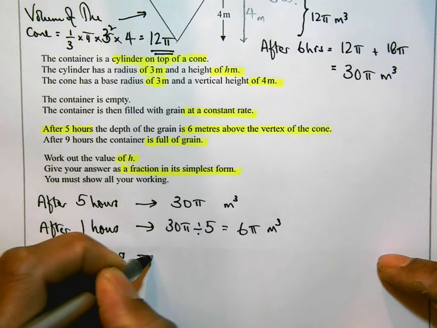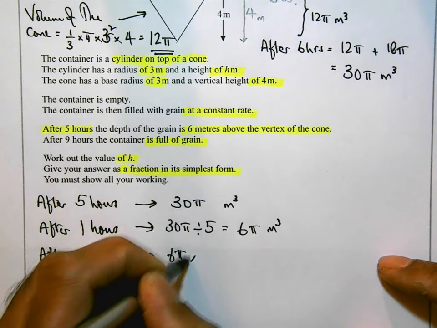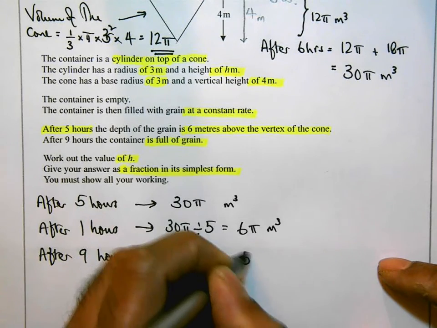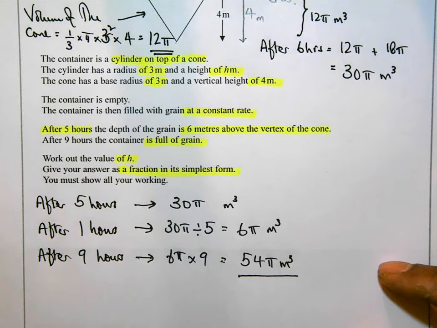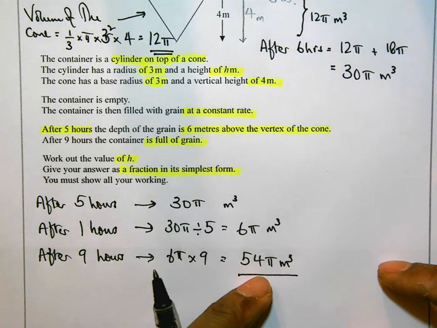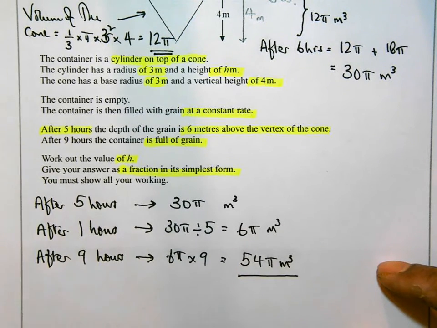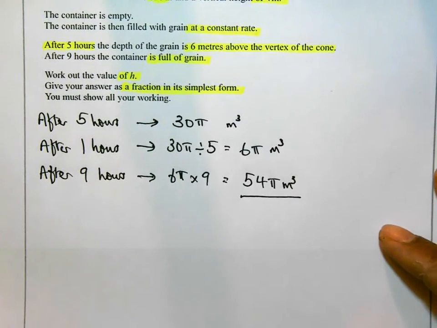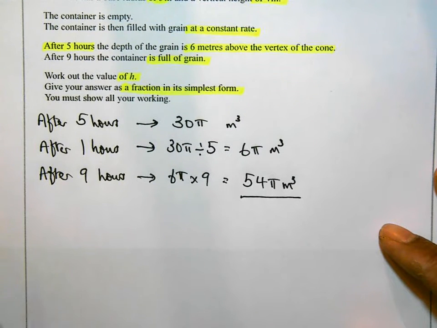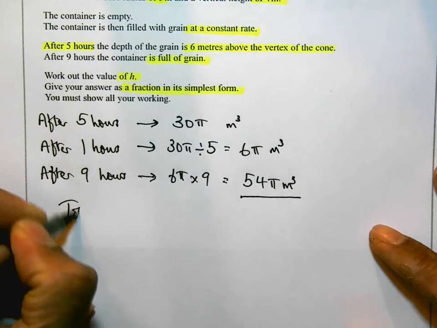So altogether, after 9 hours, that's going to be 6 pi times 9. 6 nines, 54. 54 pi meters cubed of grain goes into the container after 9 hours. So that's the volume of the whole thing. The whole container is full up after 9 hours, and its complete volume is 54 pi. I'm going to use this to help me find the volume of the cylinder, and then use that to help me work out the height of the cylinder.